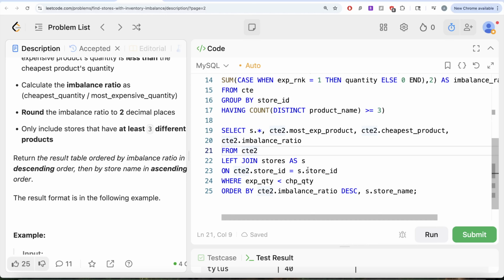Finally, since we need all the information from the stores table, we performed a join and also made sure that imbalance ratio only makes sense where the quantity of the most expensive product is less than the quantity of the cheapest product. So we made sure of that, and finally returned the table ordered in the way the question was asking us to. So yeah, this is how we do it.